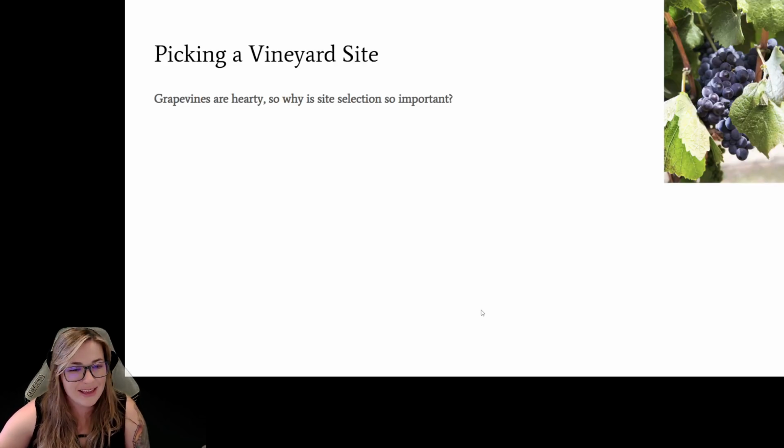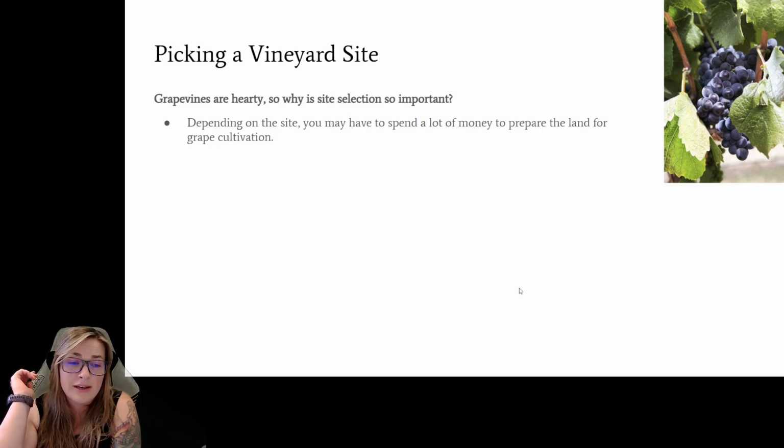Okay. Picking a vineyard site. So if you know a little bit about grapevines at this point, you'll know that they're very hardy. Grapevines are just these structural parasites. They're these monsters that just thrive and grow despite the odds in a lot of these really extreme conditions. So why do we have to find a site that works well for them?